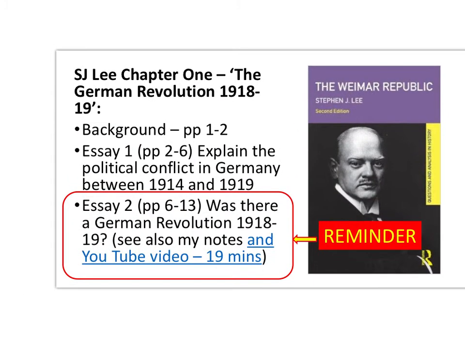Now, as I say, I've referred you to the scan, so please make sure that you download and print off Chapter 1 from Stephen J. Lee's second book, the one called The Weimar Republic. It's got the background, pages 1 to 2, which give you a narrative of what happened. That'll be good to consolidate your understanding. The first essay is very much about Germany during World War One, and that talks about the Burgfrieden and the peace resolution and Erzberger and all the things we've been learning about. And then the second essay is an exploration of this debate. It's Stephen J. Lee writing an essay and weighing the arguments.